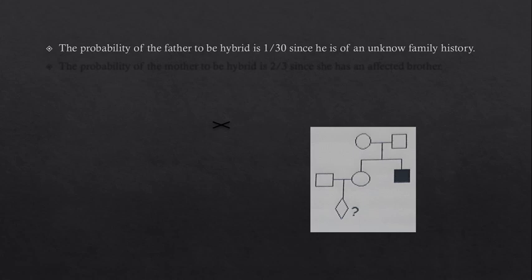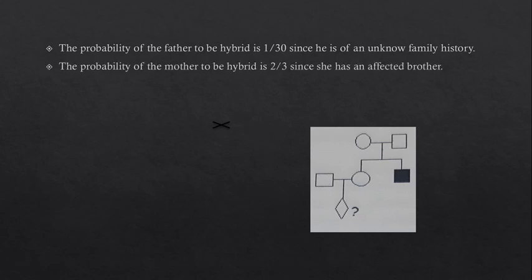The probability for the father to be hybrid is of course 1 over 30, because we do not know his family history, and it's given to us that when we do not know the family history, then we use the probability to be hybrid 1 over 30. The probability of the mother to be hybrid in this case: every time you notice that the mother has a diseased brother or sister, then you directly put the probability for her to be hybrid as 2 over 3.